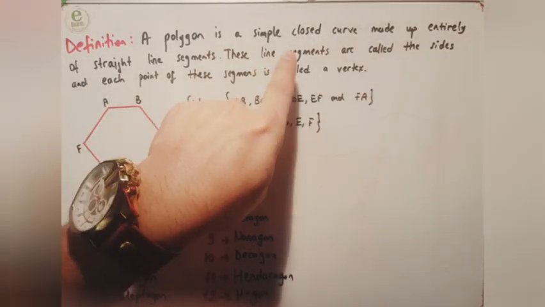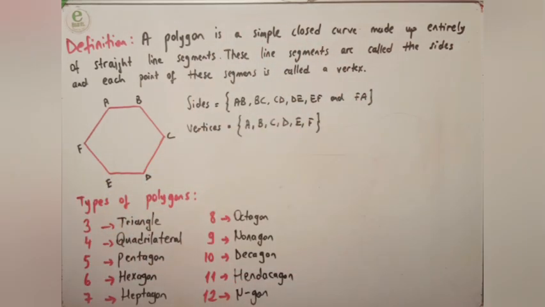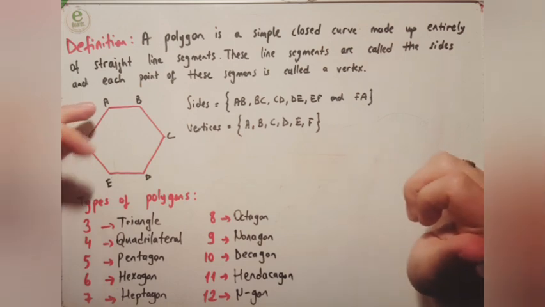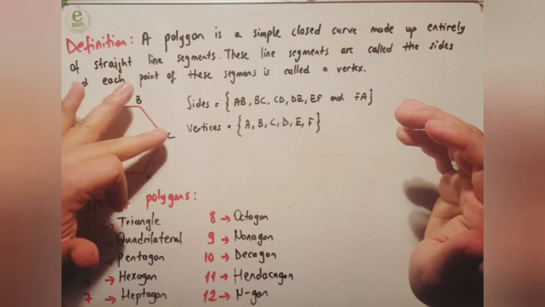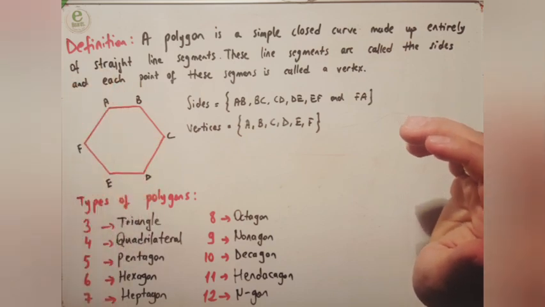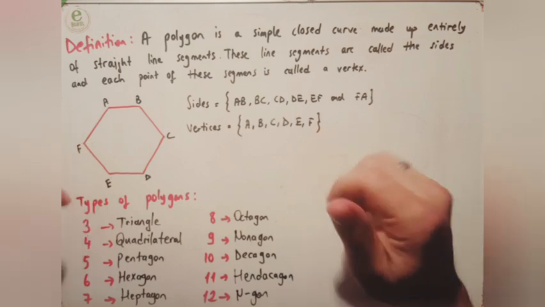A polygon is a simple closed curve made up entirely of straight line segments. These line segments are called the sides and each endpoint of the segments is called a vertex. So here a polygon is given, A, B, C, D, E, F. The line segments here are AB, BC, CD, DE and EF. When we combine all line segments, we are going to get a polygon.